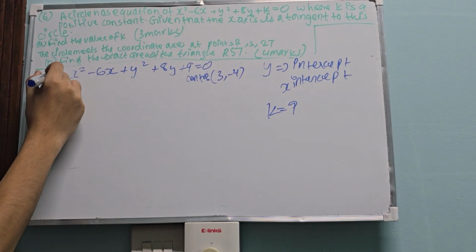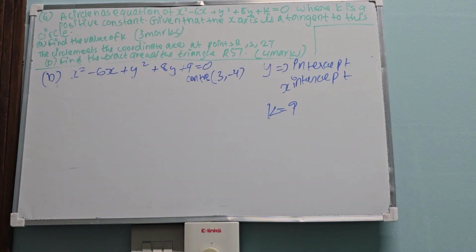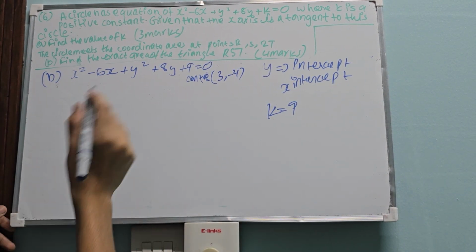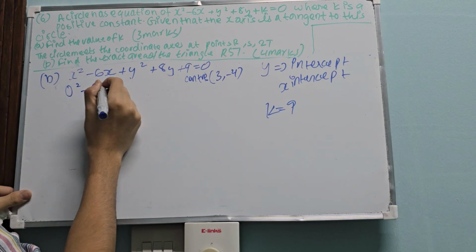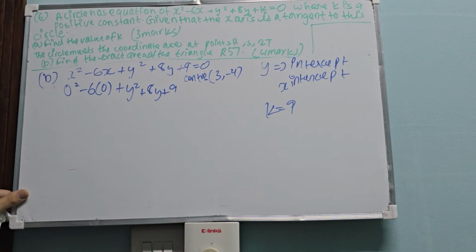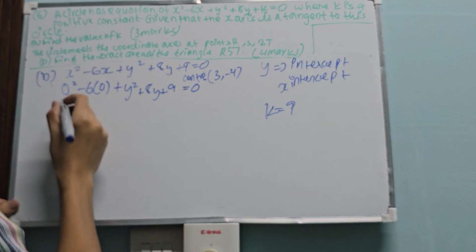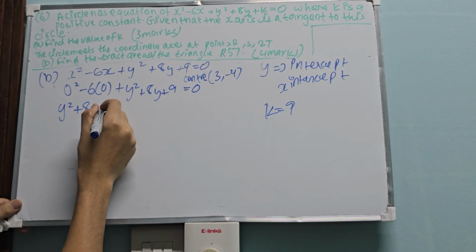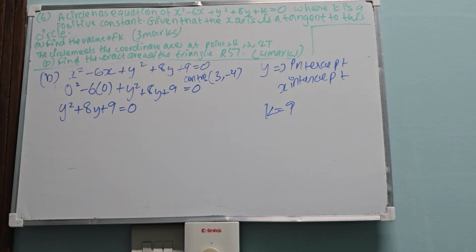Right, so this is part B. Part B says if it meets a coordinate axis. I said that before, you need y and x intercepts. How to find the y-intercept? The y-intercept is going to happen when x is 0. So 0 squared minus 6 times 0 plus y squared plus 8y plus 9, subbing back the value of k, is 0. So y squared plus 8y plus 9 is equal to 0. Now this is a quadratic equation.